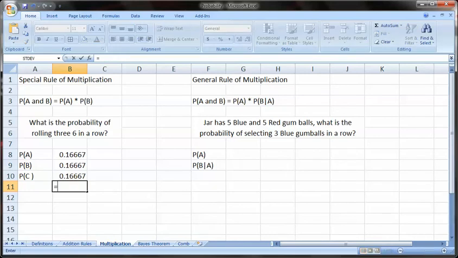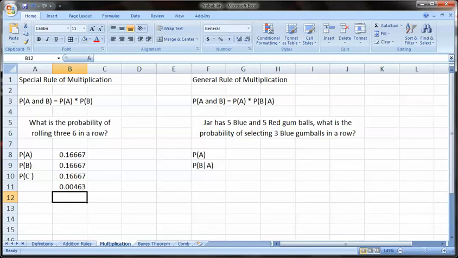So what we do is we multiply things. It's going to be equal to this, and to get the little star sign, it's shift 8, times that one, shift 8 again, times this one. And that will give us 0.004, or a little less than 0.5% chance of getting 3 sixes in a row. And that makes a little more sense. It's not very common to see 3 sixes thrown on a six-sided die 3 times in a row. So that's the special rule of multiplication.